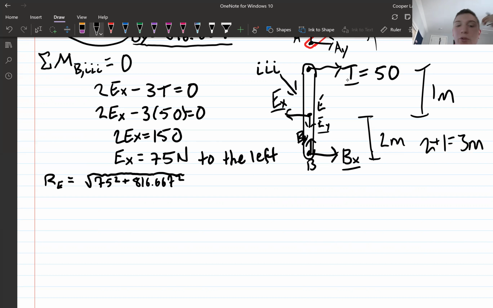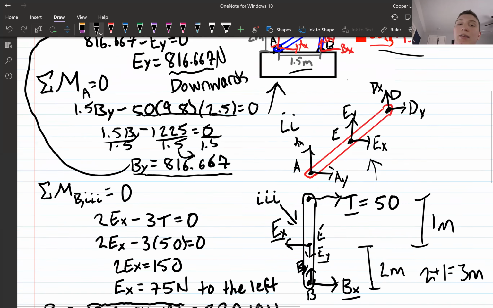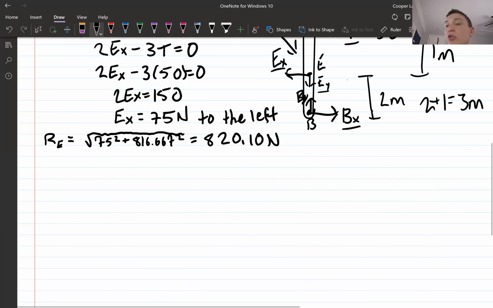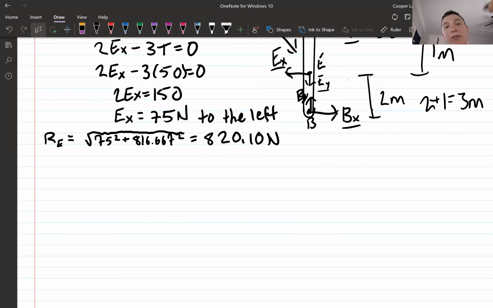Now, when I actually multiply this out and plug this into my calculator, what you're going to end up getting is about 820.10 newtons, which means the magnitude of forces at point E is 820.1 newtons, which then leaves you with this as your answer.